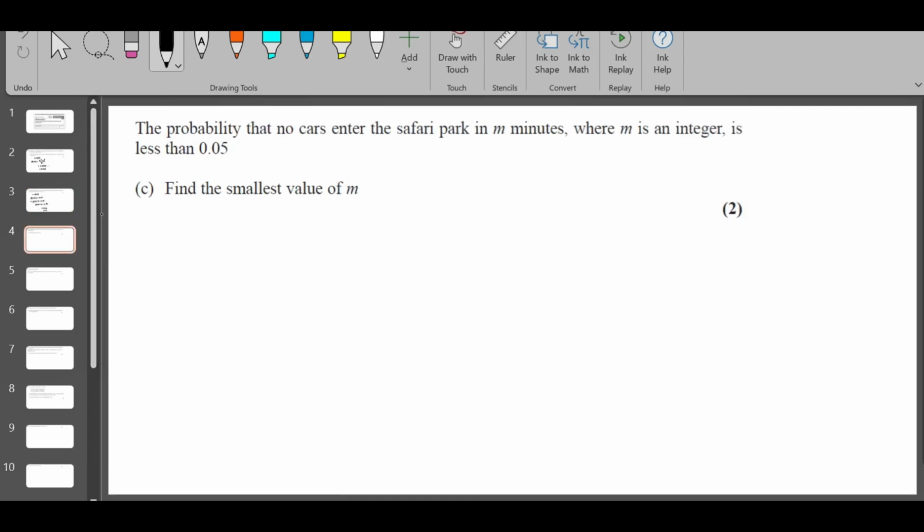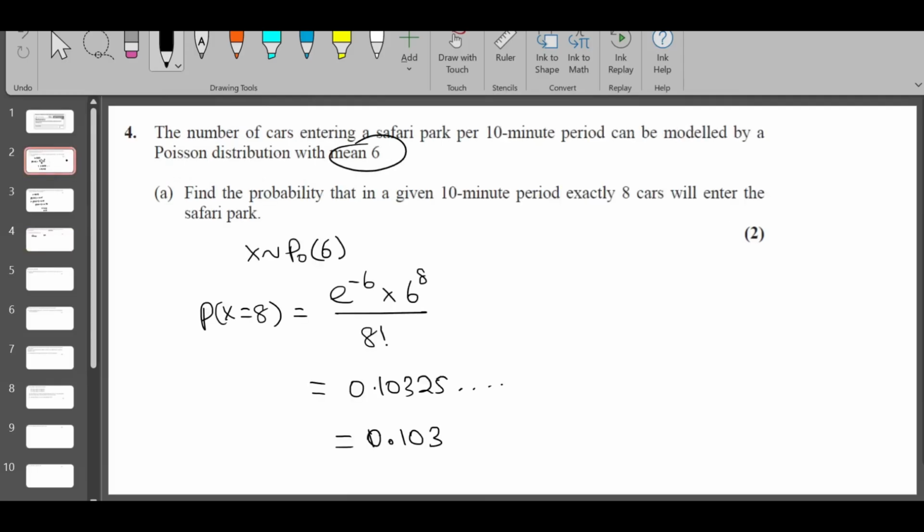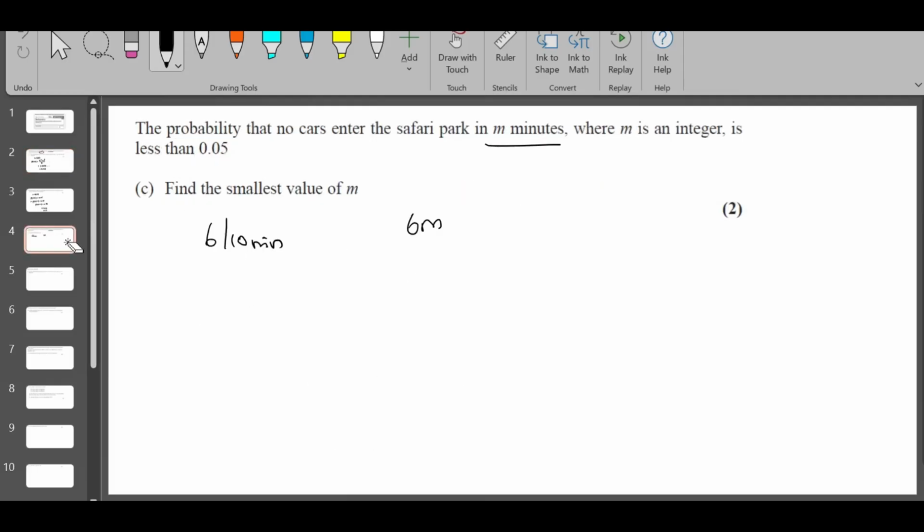Find the probability that no cars enter the safari park in m minutes. Okay, we know the mean rate is 6 per 10 minutes. So for m minutes, it's going to be 6 over 10 times m. That's going to be the new lambda, 0.6m. So we can define a distribution Y follows Poisson distribution of 0.6m.